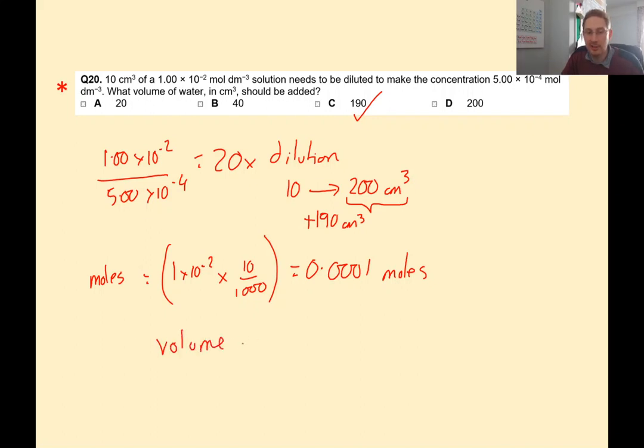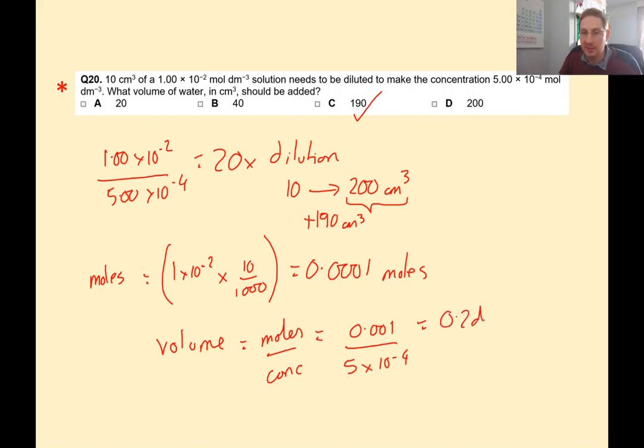Moles is concentration times volume, so volume is moles over concentration, which equals 0.0001 divided by 5 times 10 to the minus 4, which gives you a volume of 0.2 decimeters cubed, or 200 centimeters cubed, and therefore you do the same thing as above. You need to add 190 centimeters cubed.